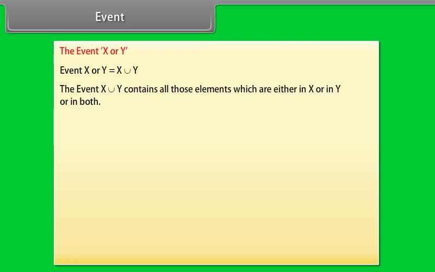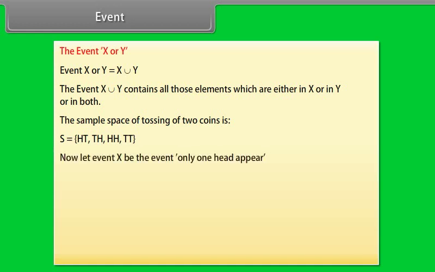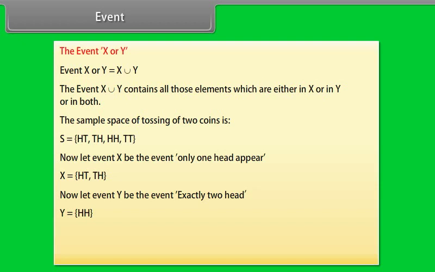To understand it, let's take an example. The sample space of tossing 2 coins is S = {HT, TH, HH, TT}. Now let event X be the event, only one head appears. X = {HT, TH}. Now let event Y be the event, exactly 2 heads. Y = {HH}. The event X union Y is X union Y = {HT, TH, HH}.